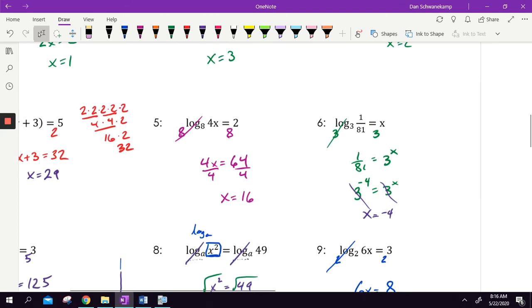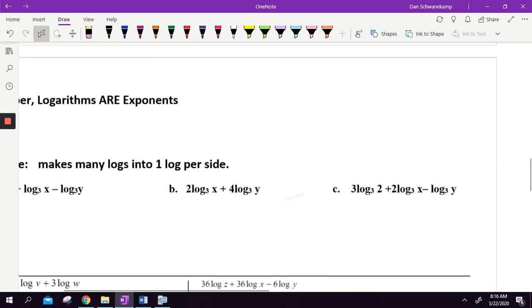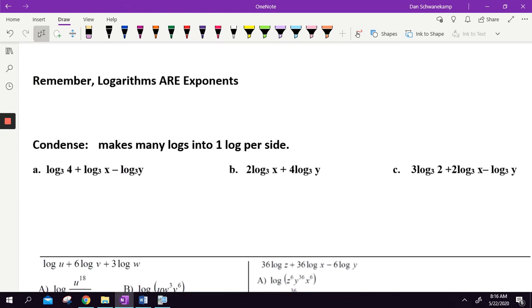All right, so we solved, again, the key to solving is just getting rid of log bases, and we know how to get rid of log bases at this point. Remember, logarithms are exponents. They're inverse of exponents, but they work the same way.